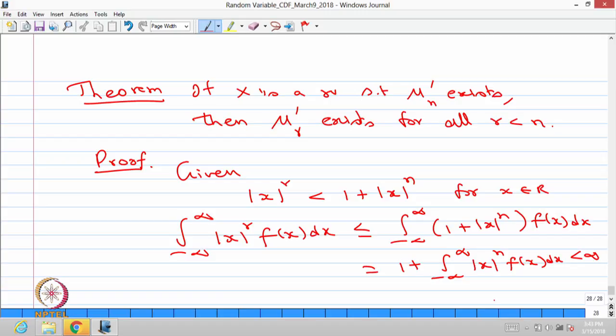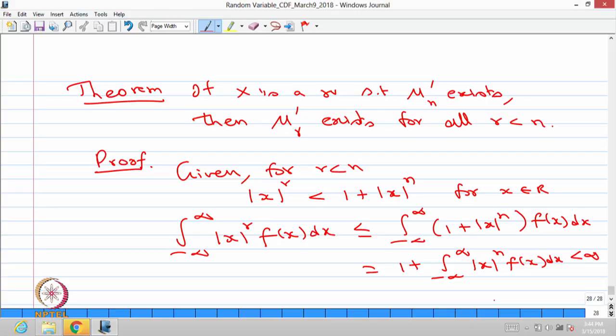So this is given. We can include one more statement for r less than n, given for r less than n mod x power r which is lesser than 1 plus mod x power n. This is true. Therefore, on both sides you can do the integration by multiplying f of x, and given that the nth order moment about the origin exists, therefore for all r less than n the moment of r exists also.